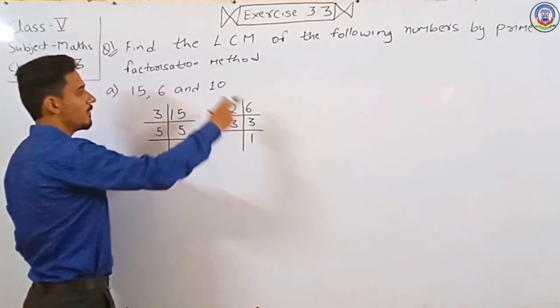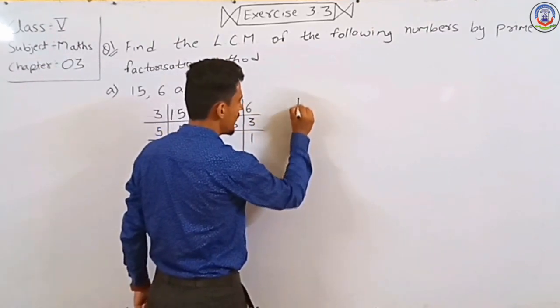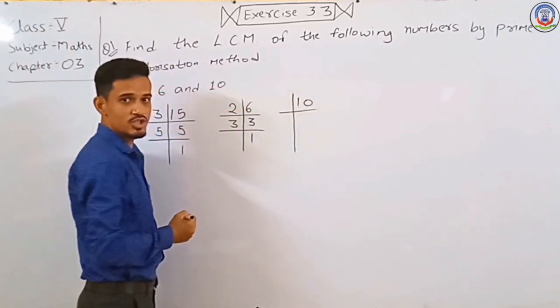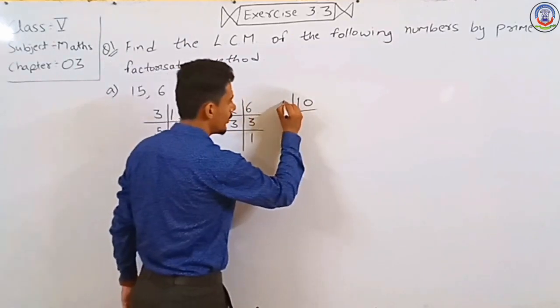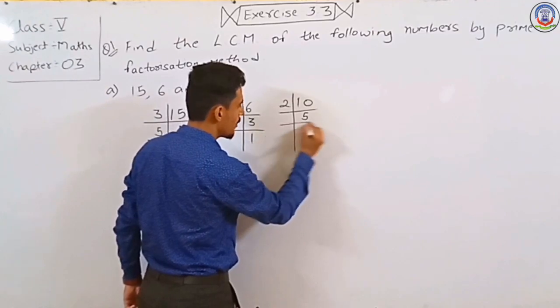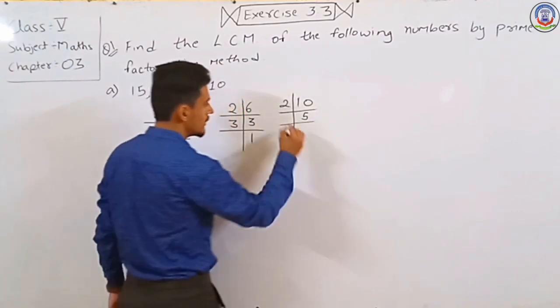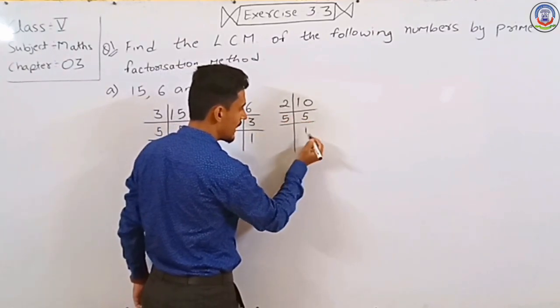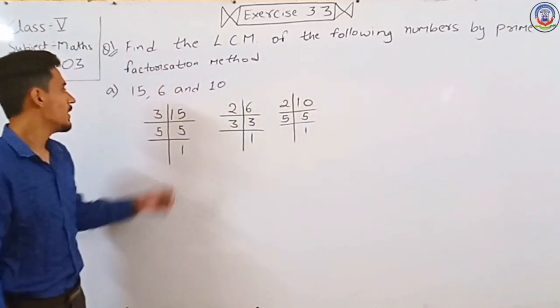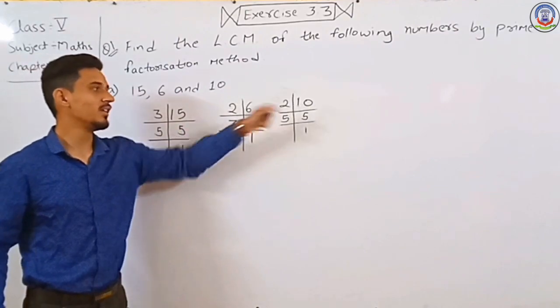Next we have 10. So here we write 10. Now 10 is divisible by 2. So we write here 2 and it comes at 5 times. So 5. Now 5 is a prime number. So 5 here, 1 time here. Now we find the factors of 15, 6 and 10.